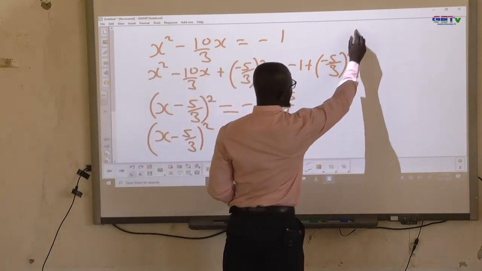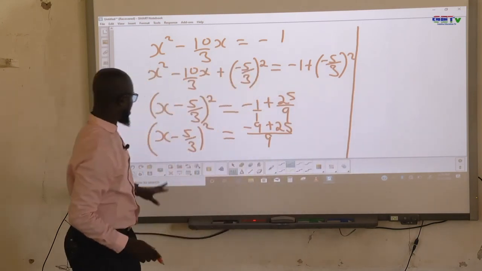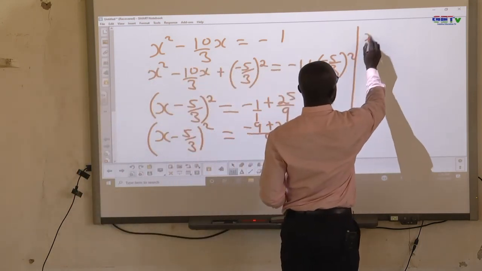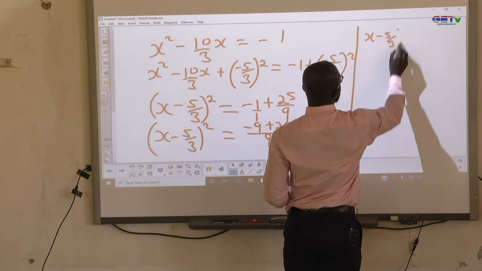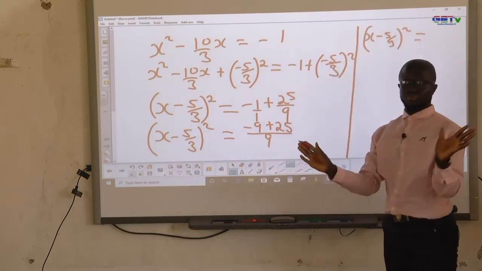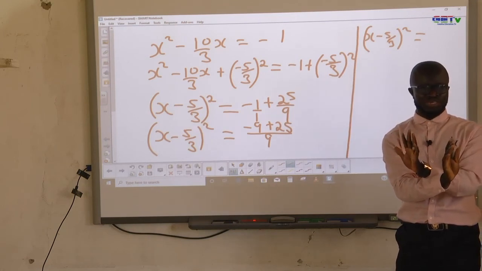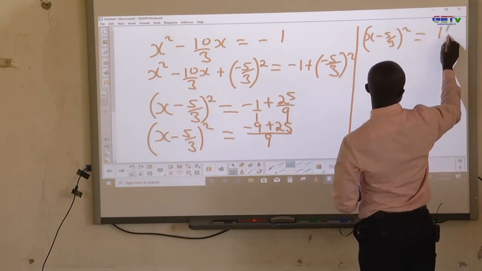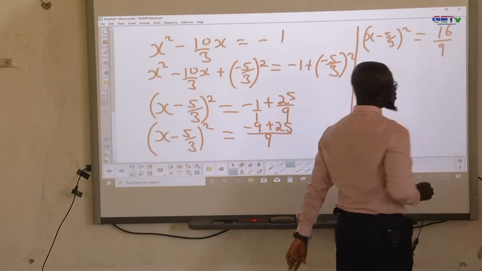So this will give x minus 5 over 3 all squared equals to negative 9 plus 25. If you switch the order, it is the same as saying 25 minus 9. And that will give us 16 over 9.